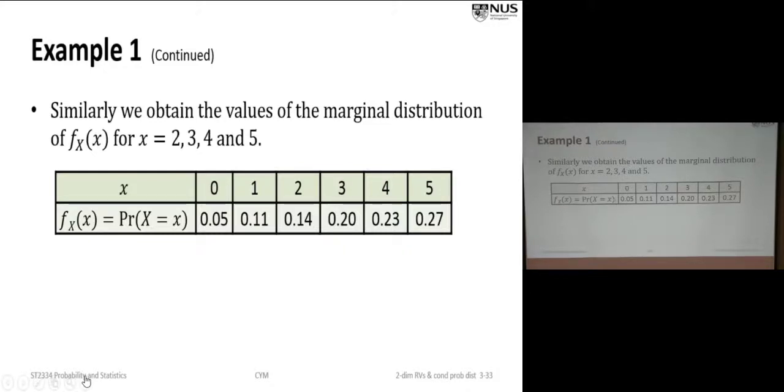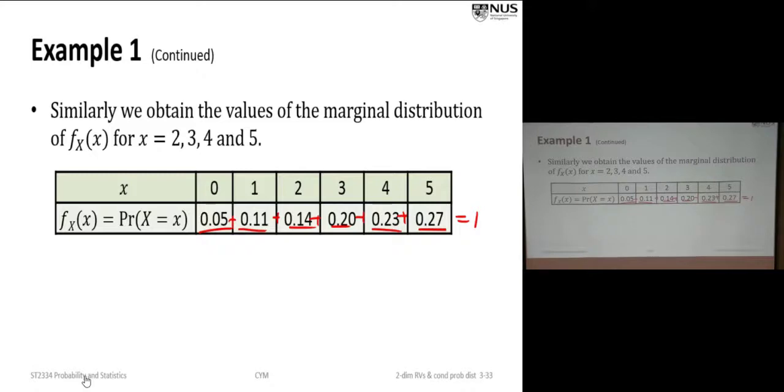Now, this marginal distribution of x, f of x, must satisfy the definition of a probability function, which means that all these entries must be bigger than or equal to 0, and the sum of all these probabilities has to equal 1. All right, so these are the two main properties of a probability function.